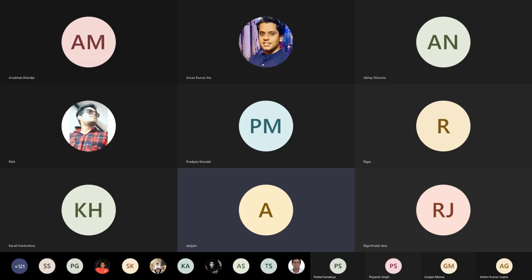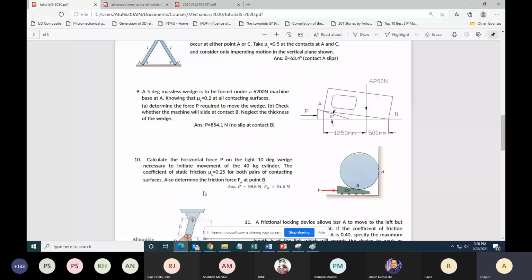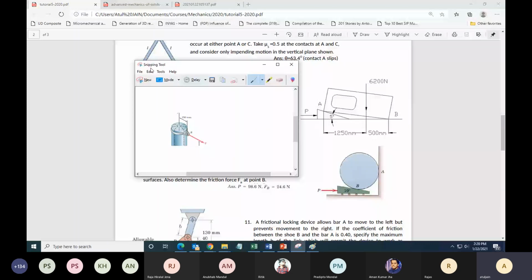So let us look at question number 9 in the problem sheet. Let me share the screen. Is it visible? Yes, sir. One hint that I can give you is, wait, let me explain how this problem is solved.